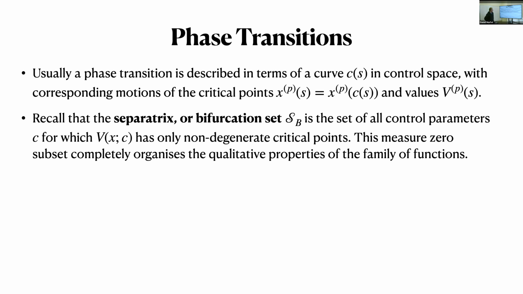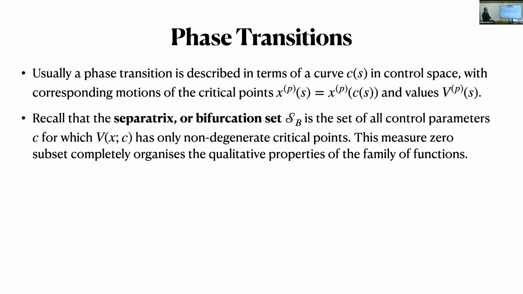No, yeah, this is not stated correctly. There's a set of all control parameters which has at least one degenerate critical point. That's just completely wrong. It's the complement that I wrote down. So with apologies, the slide is incorrect. The separatrix is the complement of the set of control parameters where there are no non-degenerate critical points, or said differently, it's the set of control parameters where the potential has at least one degenerate critical point.